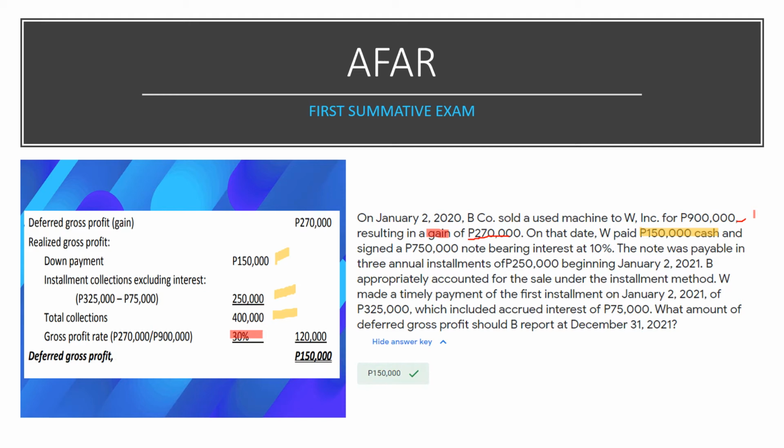So, we simply multiply that with 30%. We get 120,000. Okay. So, 120,000 revenue na natin ito siya. So, ibabawas natin ito siya sa DGP natin. So, therefore, 270 less 120,000. We have our remaining DGP, which is our liability of 150,000. So, 150,000 will be our answer.